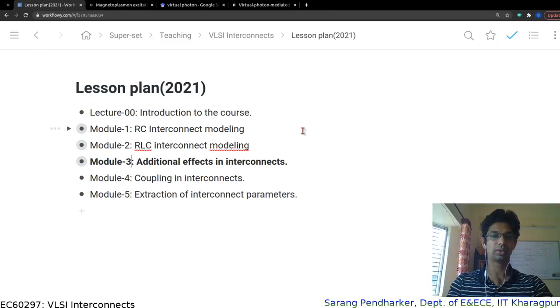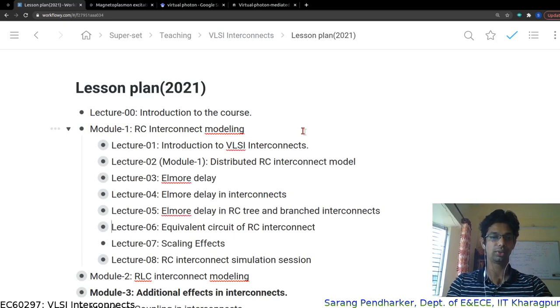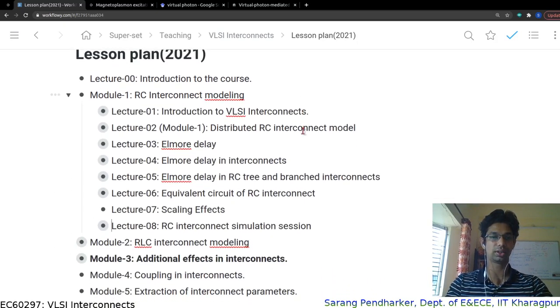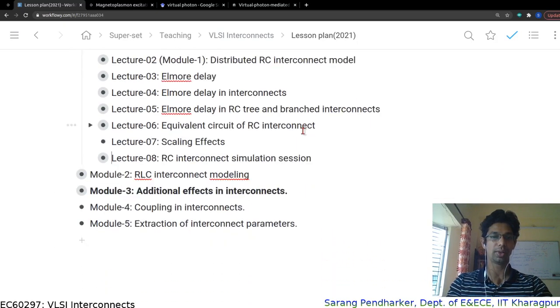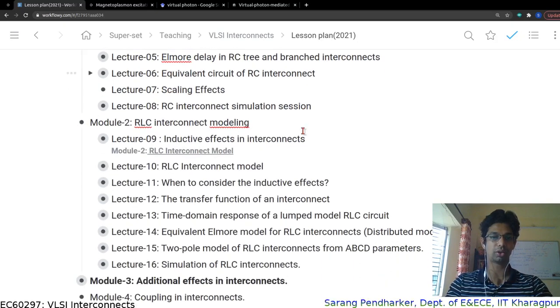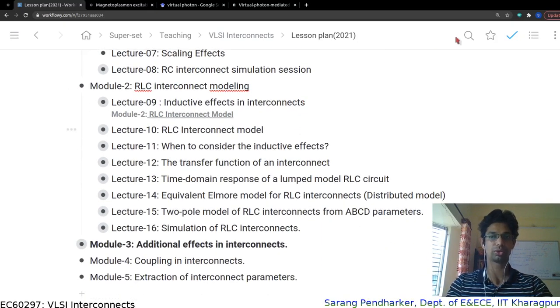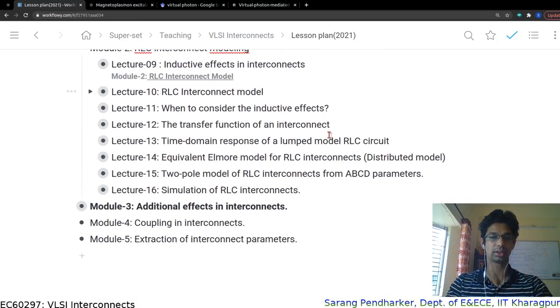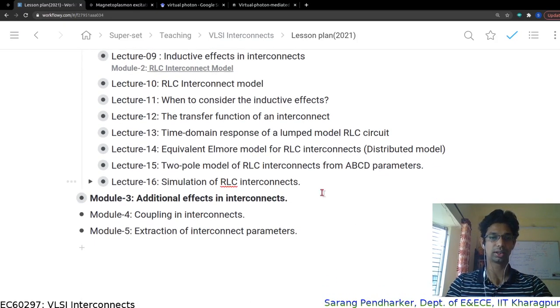Today we will be starting with the third module of this course, which deals with additional effects in interconnects. Previously, in module 1 we have seen the RC interconnect modeling, and in module 2 we have seen the RLC interconnect modeling. In both these modules we had about 8 lectures each, and we were mainly dealing with the delay and overshoots present in the RLC interconnect. In the last lecture we saw the simulation of RLC interconnect.